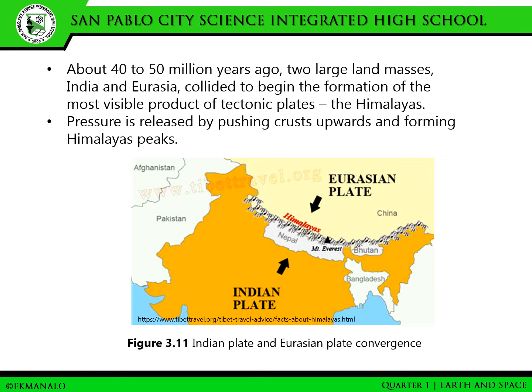There are many major mountain belts in the world which are products of continental plate boundaries. One of those is the Himalayas mountain range, formed when two large land masses, India and Eurasia, collided. Pressure is released by pushing crusts upward and forming mountain peaks.